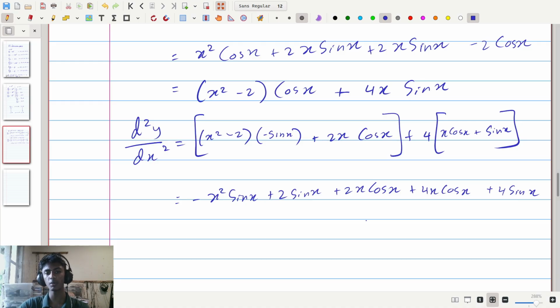Now we can group terms into one. Over here we have negative x squared, and then 2 sine x, and then another 4 sine x. So we can write this as negative x squared plus 6 sine x, so I can write it as 6 minus x squared sine x. And then here we can see there's a 4x cosine of x, and 2x cosine of x, and 4x cosine of x. Grouping those, we have 6x cosine of x.